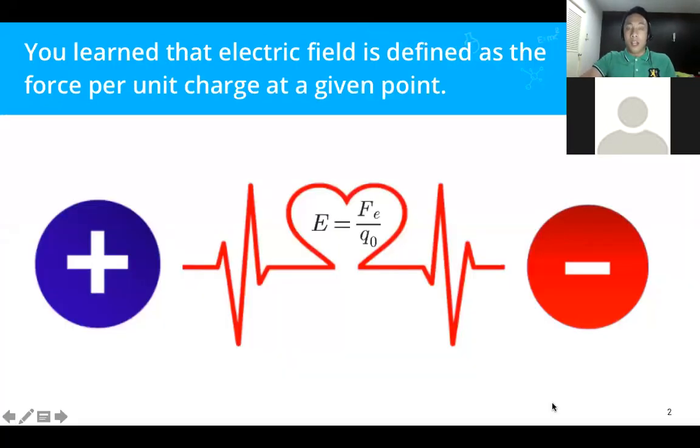We already learned that the electric field is defined as the force per unit charge at a given point, right? So these are just like the arrow lines, showing how strong it is, in terms of its density and magnitude, okay?